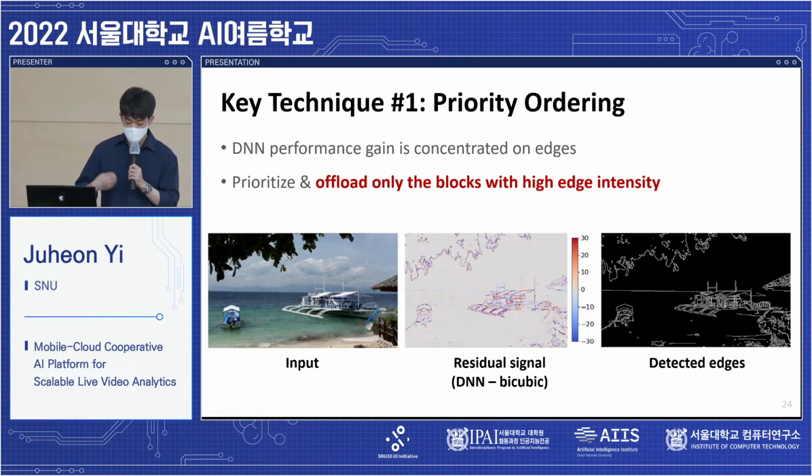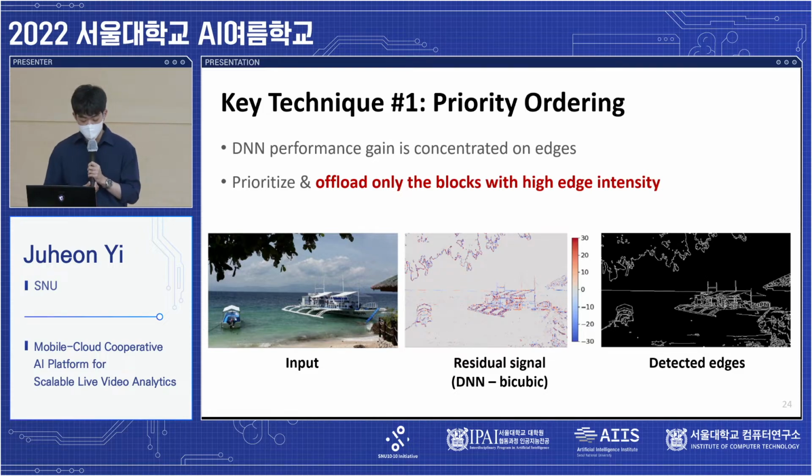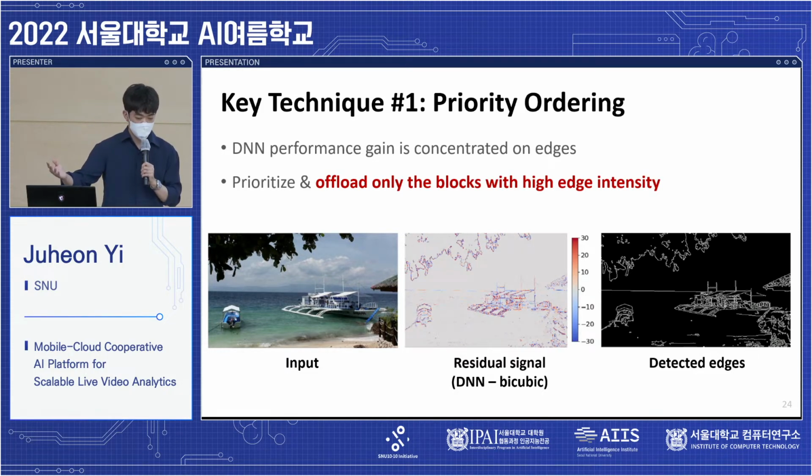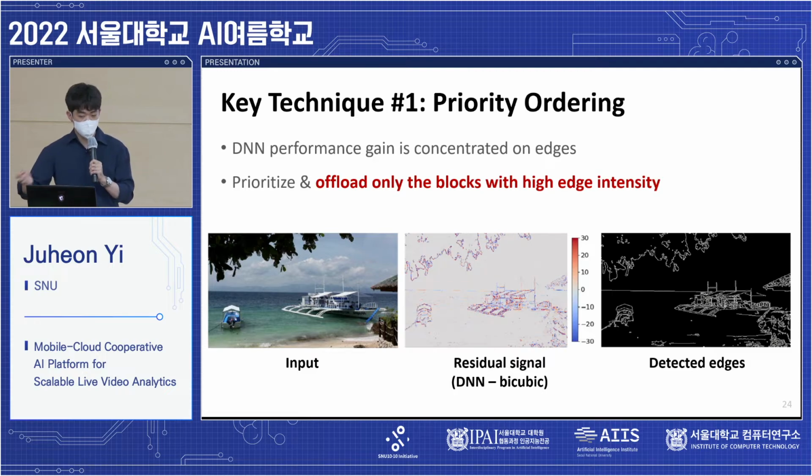I'll just briefly give you the key idea. So the first technique is called priority ordering. The goal here is to identify which part of the image I would like to send to the cloud so as to minimize the data size and thus the network transmission latency.